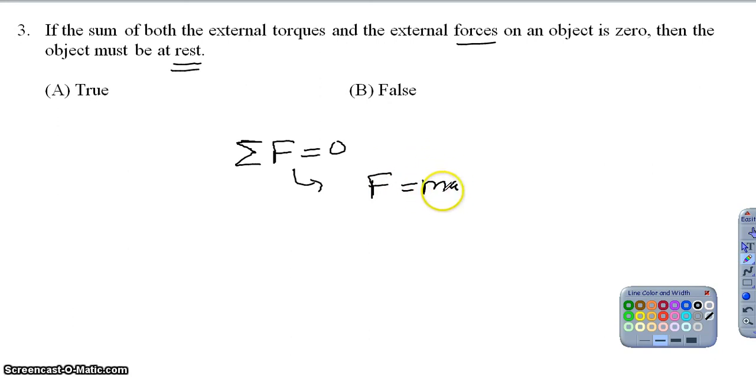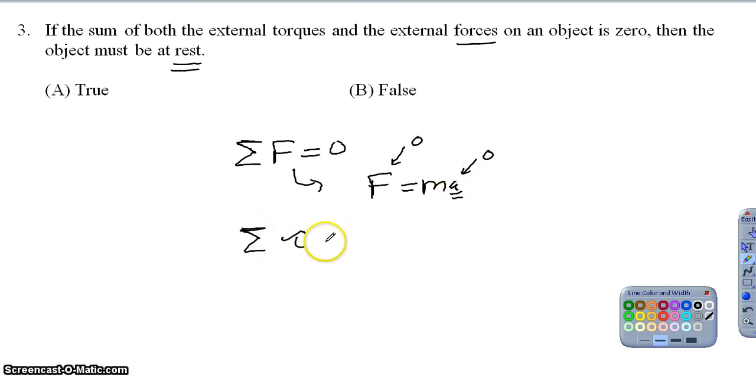Since the mass of an object can't be 0, if the net force is 0, that tells me that the acceleration has to be 0. But that doesn't mean the object's not moving, right? It only means the object is not accelerating, it's moving at a constant velocity. Okay, so the same type of rationale works with torque.